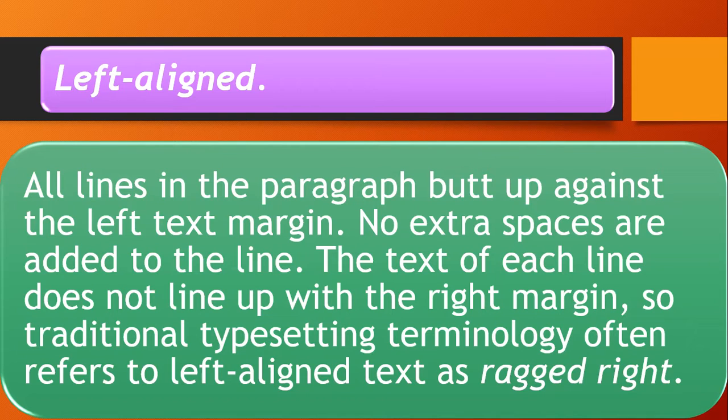Left aligned. All lines in the paragraph butt up against the left text margin. No extra space is added to the line. The text of each line does not line up with the right margin, so traditional typesetting terminology often refers to left aligned text as ragged right.